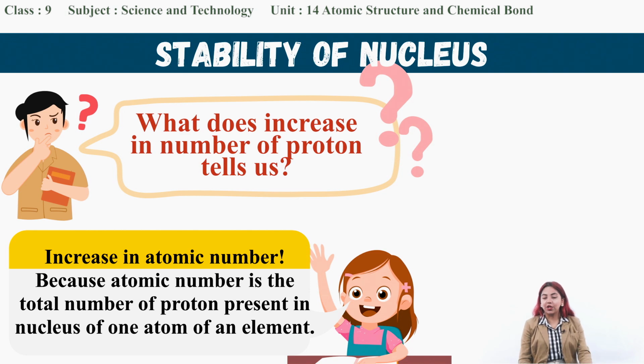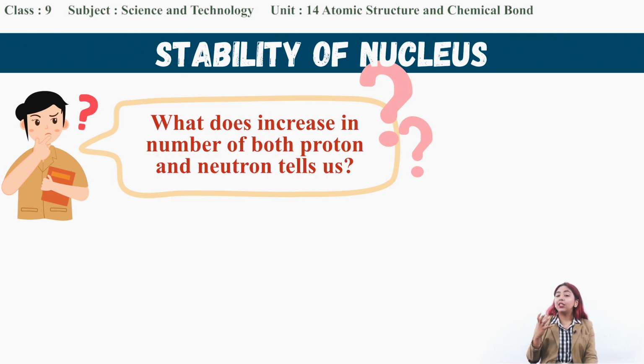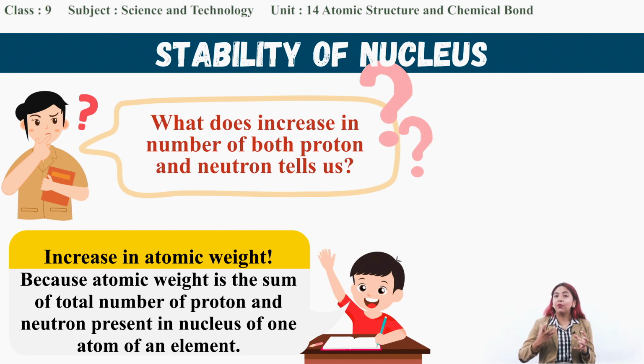Now, let me ask you another question. What does the increase in both the number of protons and neutrons tell us? Yes, it means increase in the atomic weight. Why? Because atomic weight is the sum of the total number of protons and neutrons present in the nucleus of one atom of an element. So, if both the protons and neutrons increase, their sum is also greater. Since the sum of the protons and neutrons is the atomic weight, an increase in number of protons and neutrons means increase in the atomic weight.